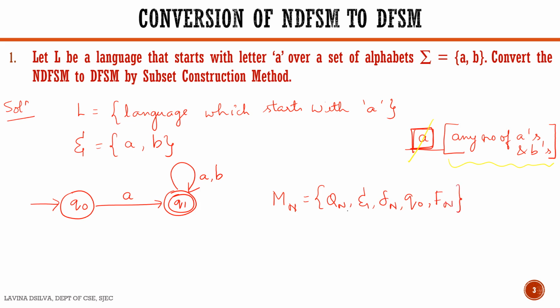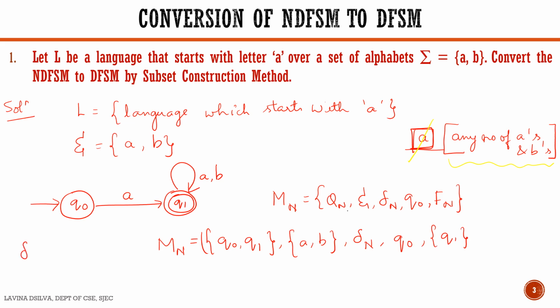If we were to explain this, we have two states, Q0 and Q1. The alphabet is A, B. Delta n, we will list them out. Q0 is the start state and Q1 is the final state. So the transitions go like this.